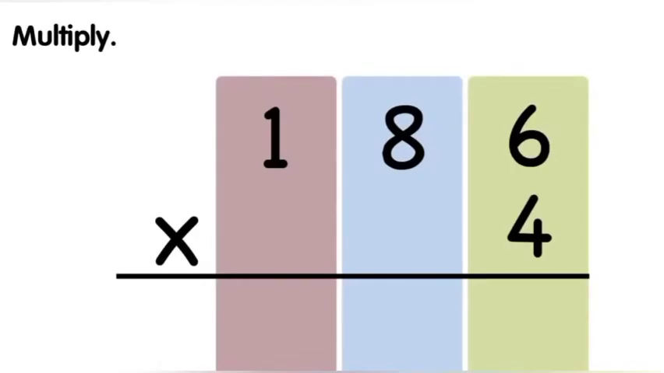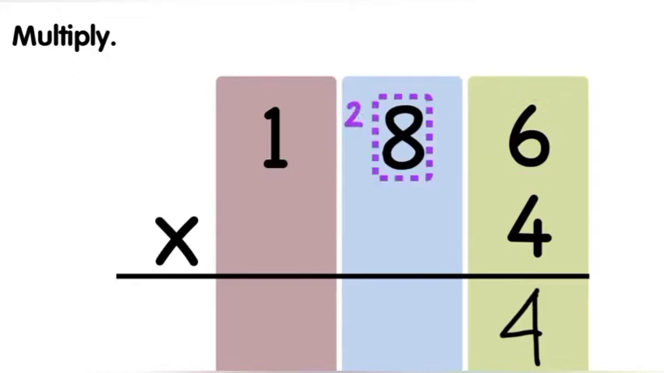Let's find 186 times 4. Multiply the ones by 4. 6 ones times 4 equals 24 ones. Regroup 24 ones into 4 ones and 2 tens.